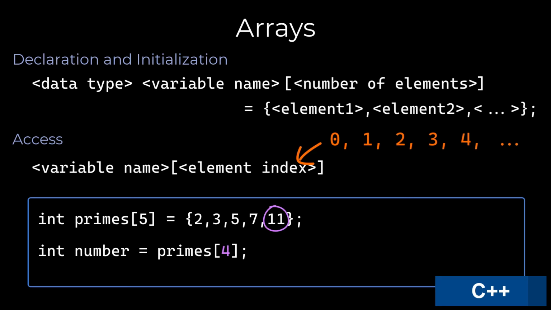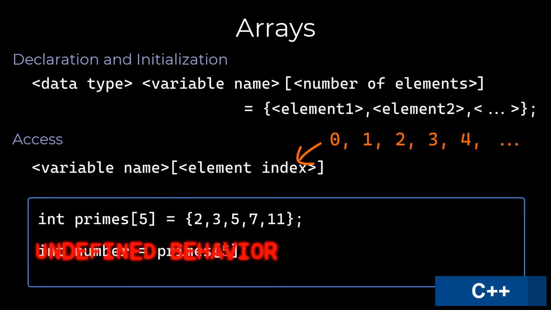That's the fifth element. If you try to access primes with an index of 5, you're accessing unassigned memory. This results in undefined behavior. It could return some random number, or it could cause a segmentation fault.